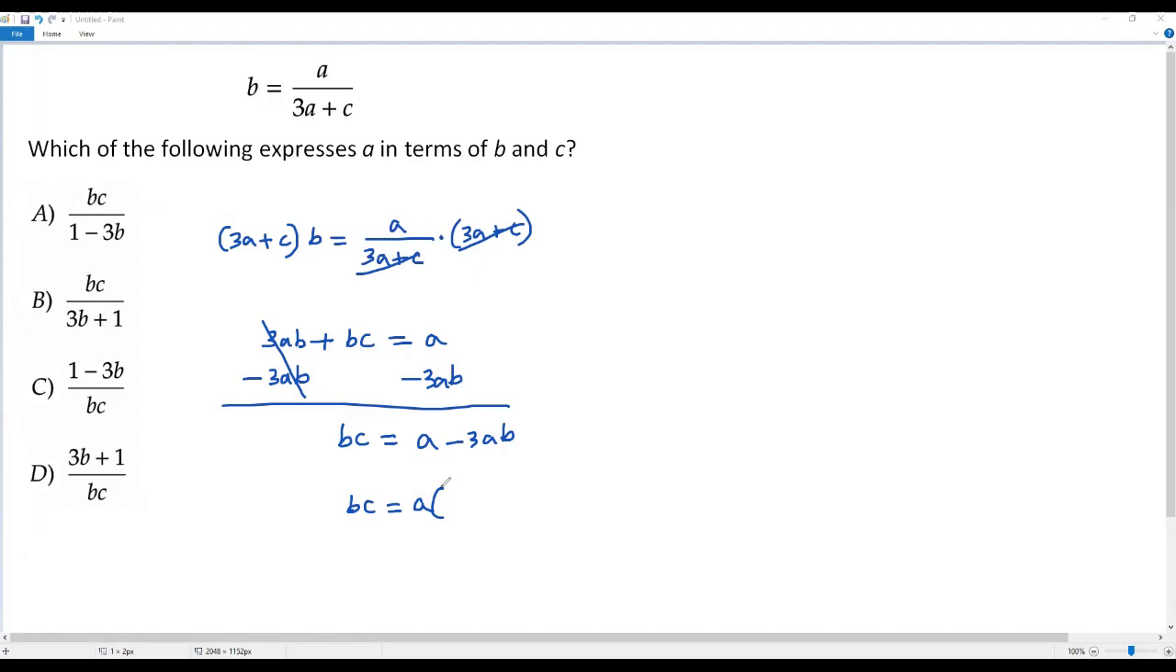Then A times. When A is factored out, to get the terms inside the parentheses, we have to divide both the terms by the one I factored out. That is A. When I divide this A by A, I am getting 1. When I divide this negative 3AB by A, I am getting negative 3B.